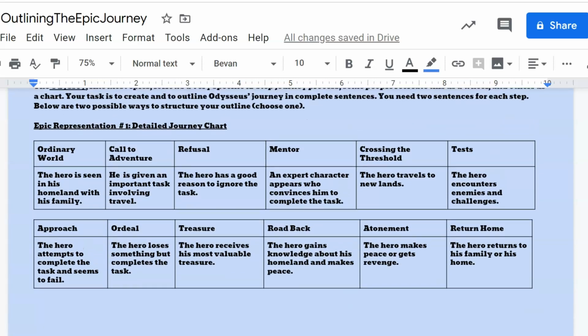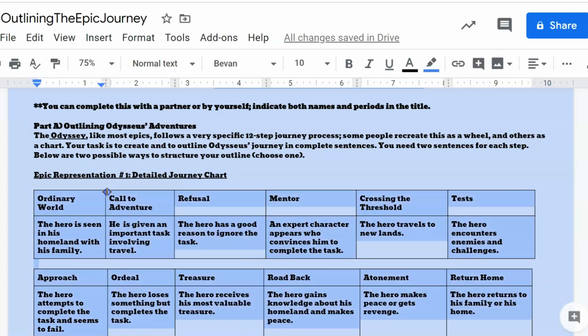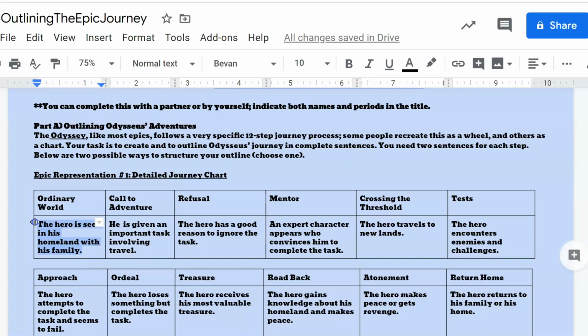So what you are going to do is you are going to do this for the Odyssey, meaning that you are going to detail how the Odyssey is an example of this. So you can do it as a chart. So if you want to copy the chart like this, make a copy, and then you would erase all these, and then you would put your answers in each one. So instead of giving the definition, you're going to explain in 2 sentences for each box what happens in the epic to convey that idea.